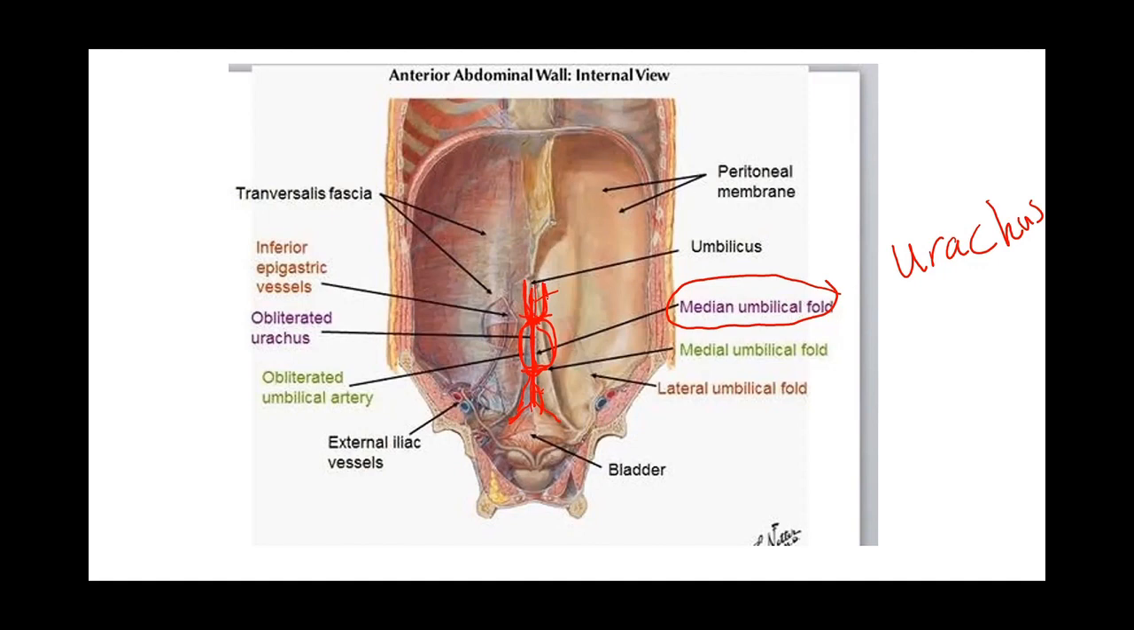So I asked her to do an abdominal CT scan, and lo and behold, this patient has a urachal cyst that is infected.